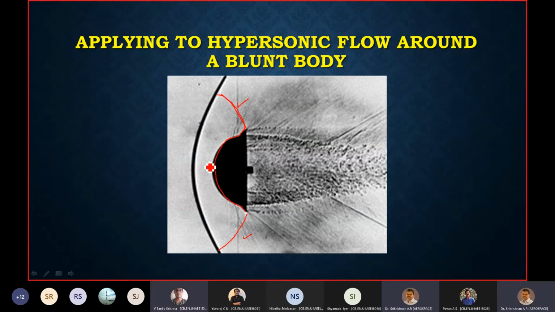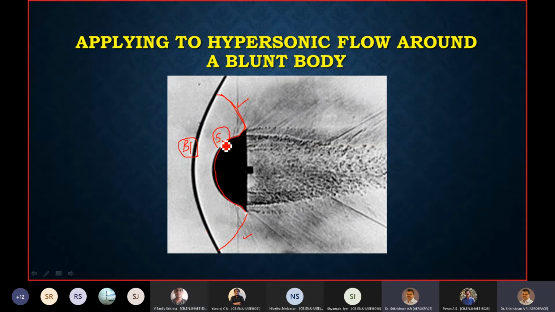The shock itself, sir. Yeah, exactly. So the oblique shock, which is a detached shock, is one boundary. I mark it as B1. So the shock is one boundary. That's correct. Now, which is the other boundary? The object, the surface. So the surface of the body.